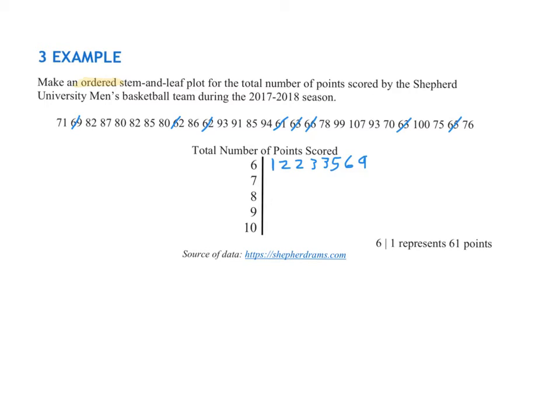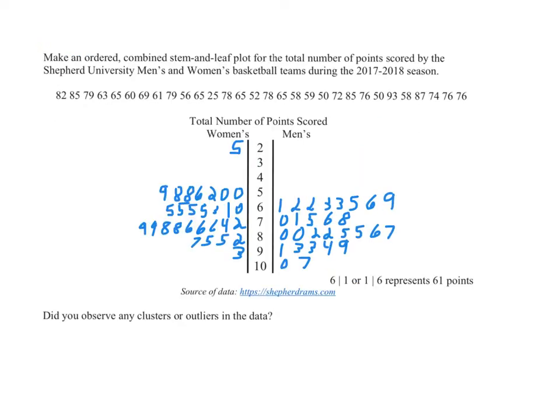This process continues until it looks something like this, where the last numbers are 100 and 107. So it organizes the data for you so you don't have to scramble and look through. Down below, there's another example of the women's team. What we're trying to do is make a combined stem and leaf plot so you could compare the two. So here's what I got when doing so.